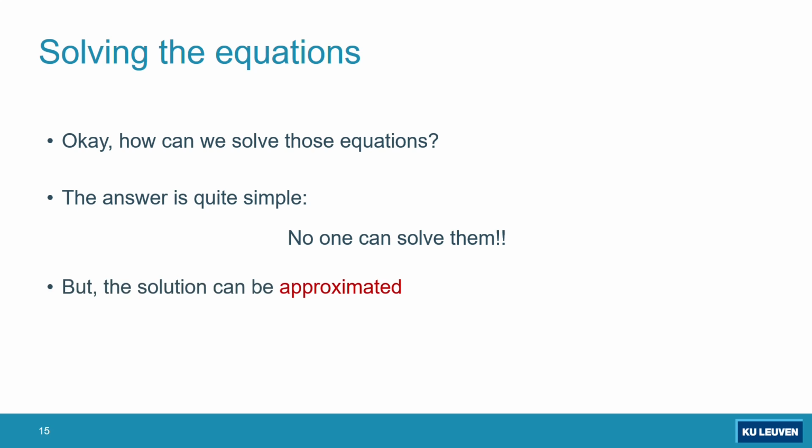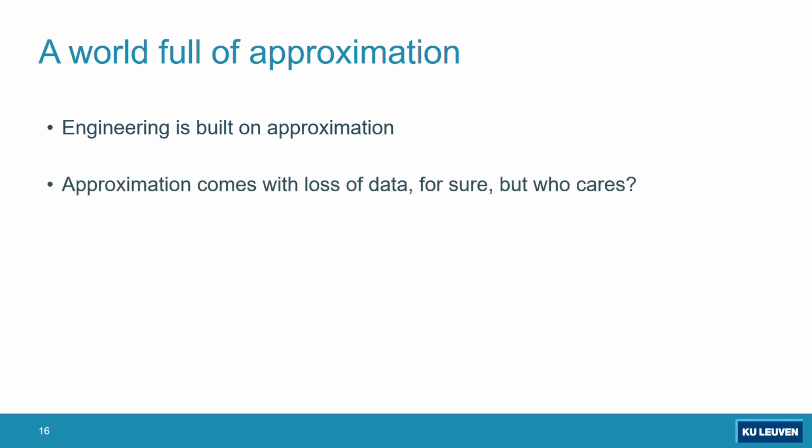What I've shown you on the previous slides were just approximations of the real solution of those equations, but they were acceptable approximations. That's something that we will discuss later. But why is approximation acceptable? The truth is, we live in a world of approximation, and engineering is built on approximation. Not only engineering, but also a lot of things in life around us are built on approximation. But approximation causes loss of data for sure. But then the question is, who cares?